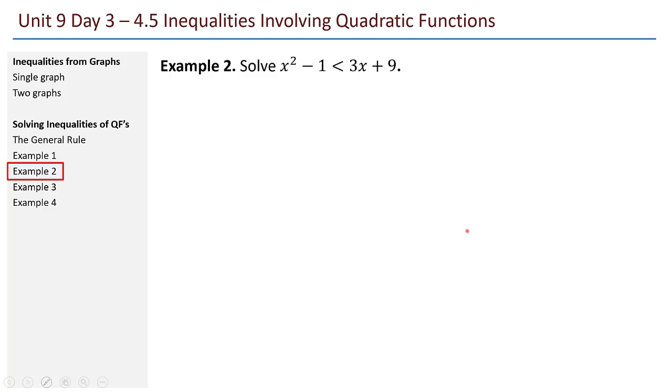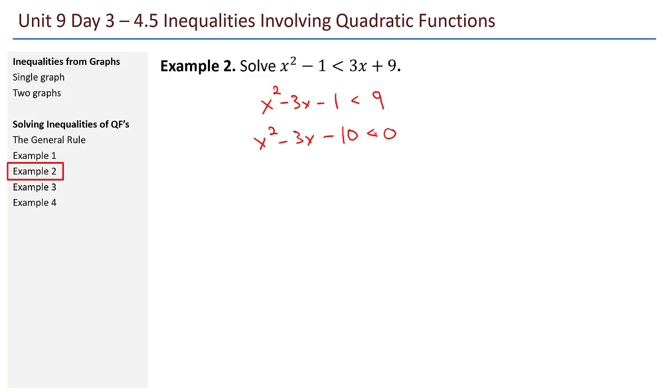Example 2. Solve x squared minus 1 is less than 3x plus 9. First, I need to move everything to the left of the inequality. Let's put this quadratic into standard form. So how about if I subtract 3x from both sides? I get x squared minus 3x minus 1 is less than 9. Then I subtract 9 from both sides. X squared minus 3x minus 10 is less than 0.